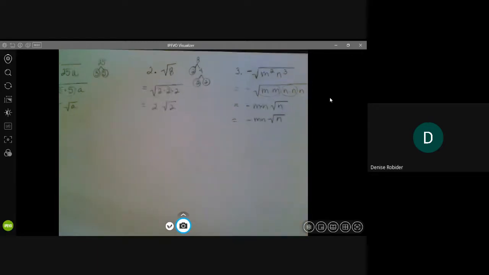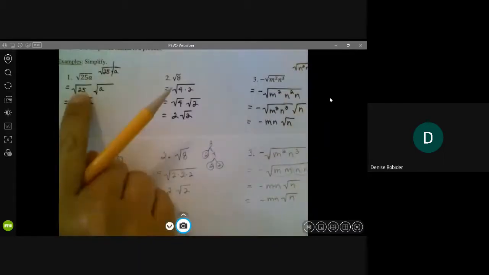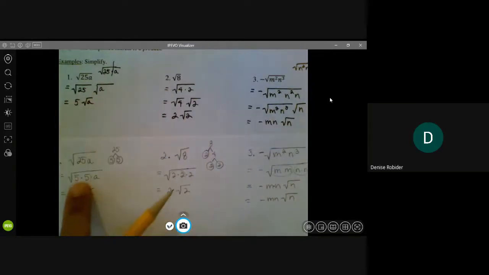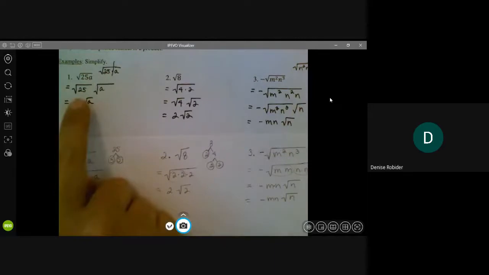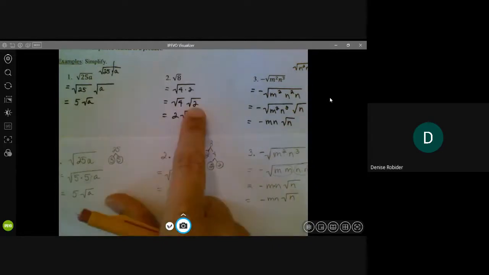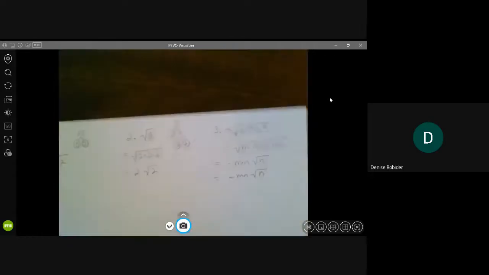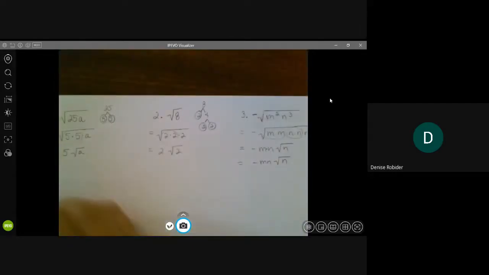Here's what I want to show you. I got the same answers, whether I used the square method or the factor tree method. Square, factor tree. Square, factor tree. 25 is 5 times 5, 25a. 2 squared, 2 times 2 is 4. There it is. So I'm doing the same thing, but one way has you looking at the square first. The other way has you doing the prime factorization. Okay, so let's look at number 4.